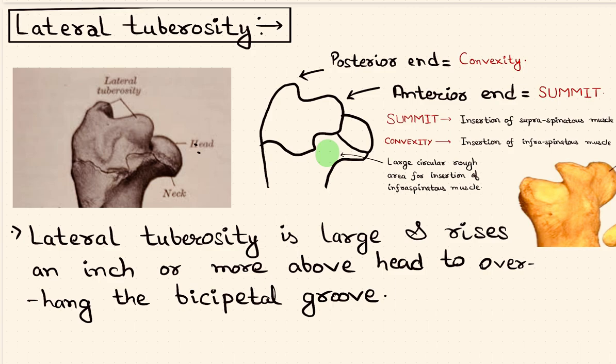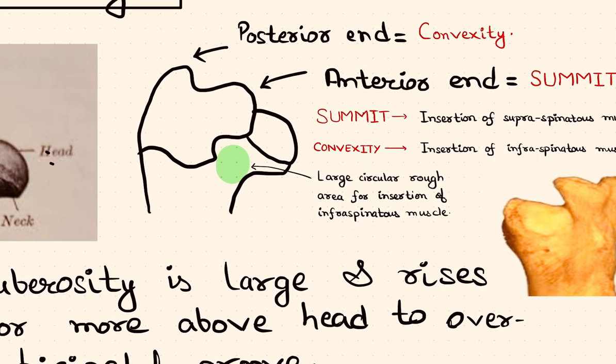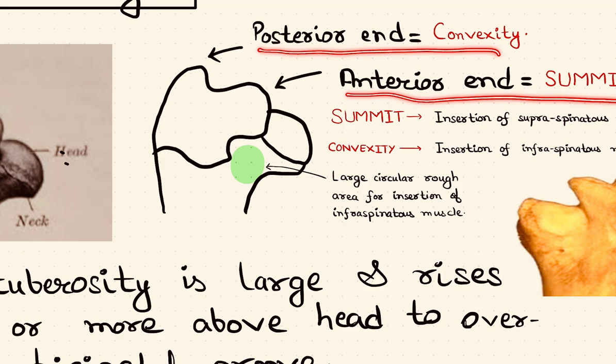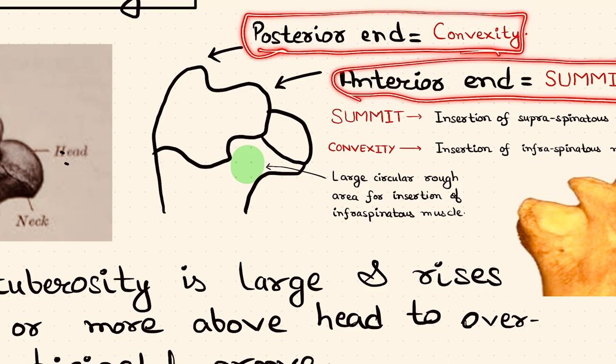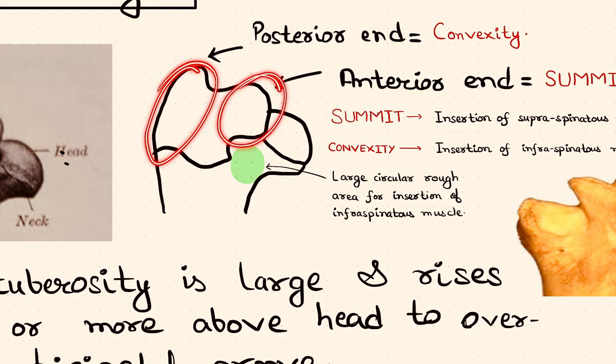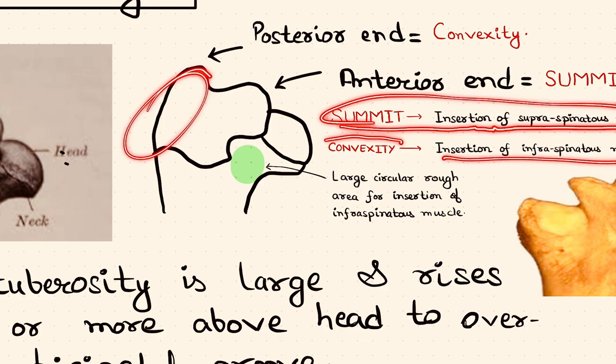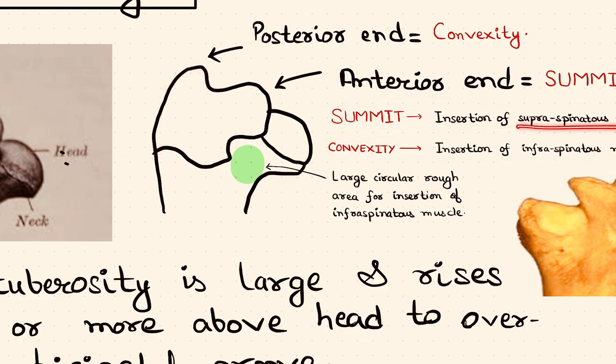It is so in the case of the ox. When we learn species differences, there we can find some differences also. Now the anterior end of the lateral tuberosity is known as the summit, and the posterior end is known as the convexity. So this is the convexity and this is the summit. Which muscle gets inserted to the summit region? That is the supraspinatus muscle. And to this convexity, which muscle gets inserted? The infraspinatus muscle. From where do the supraspinatus and infraspinatus muscles come? They come from the scapula region.